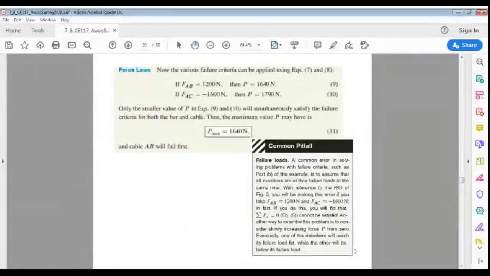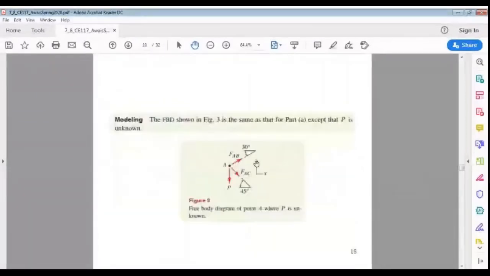Why was the value of FAC taken as negative? Because FAC, the vertical component of FAC, is acting downwards. That's why I have taken FAC to be negative. This is FAC, and the vertical component of FAC is acting downwards. So that's why I've taken it negative.